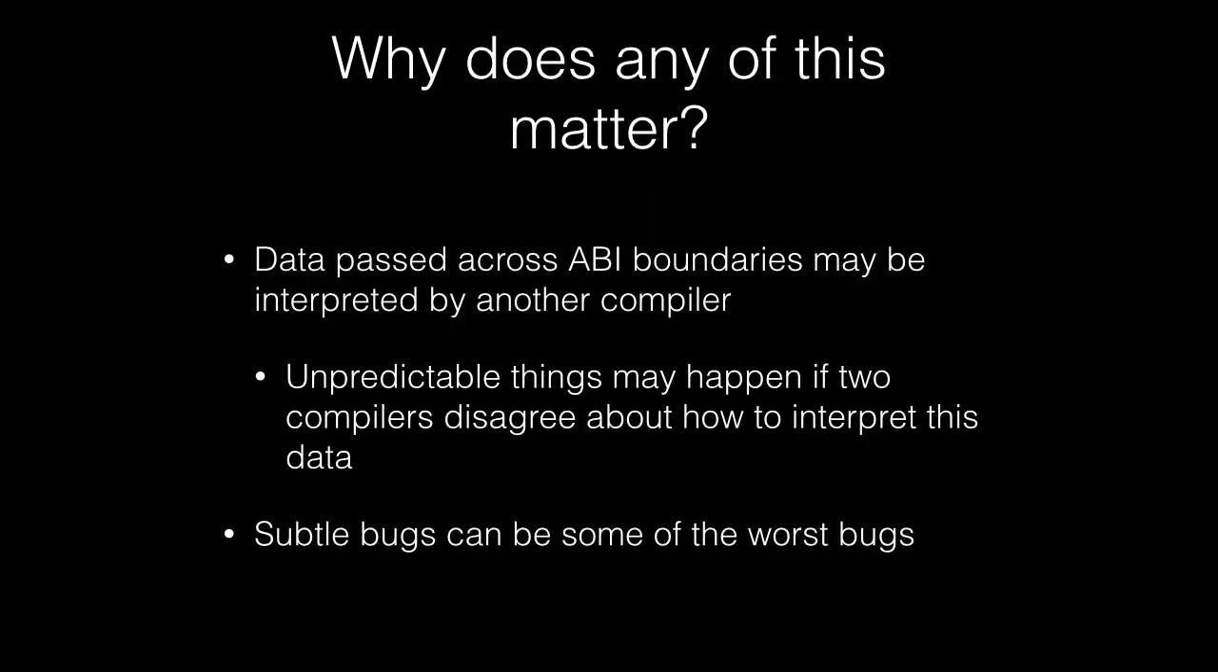So why does any of this matter? Well, if we have data or functions or whatever, and they communicate across an ABI boundary, unpredictable things might happen if two compilers disagree about the same translation unit, or the same compiler disagrees about the same entity in two different TUs. Like you include a header and you see the same type, and you decide to do one thing in one translation unit and a different thing in another translation unit.